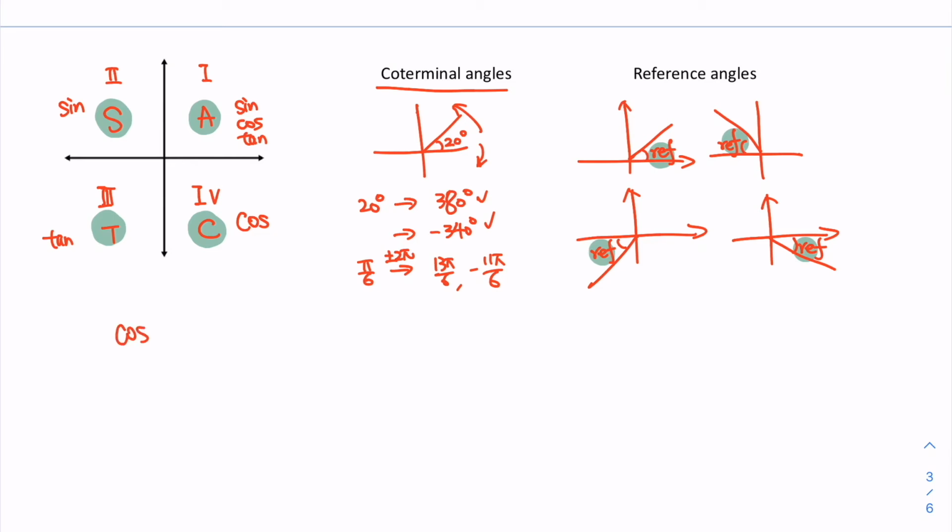For example, cosine of 1830 degrees. Coterminal angles, we can keep subtracting 360 degrees, and we'll have cosine 30 degrees, which gives us square root of 3 over 2.